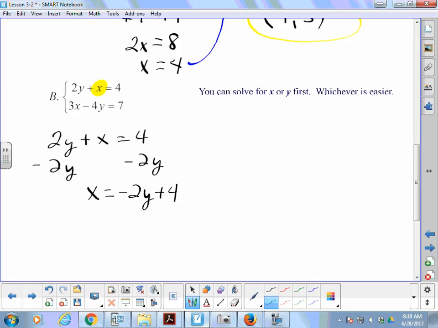Now that I've done that, I'm going to take that value then, and I'm going to replace that x with it in the other equation. Right? I use the first equation to find out what x equals. Now I know what x equals, so I'm going to replace x in the other equation with that. So we have 3 times negative 2y plus 4 minus 4y equals 7.